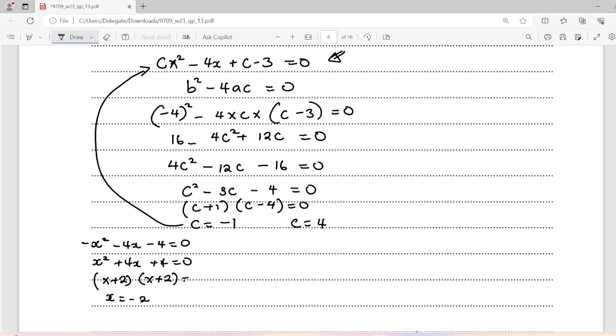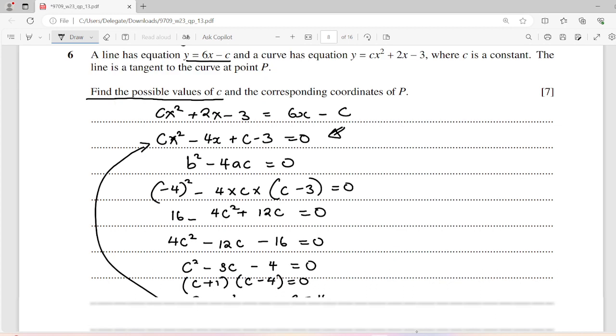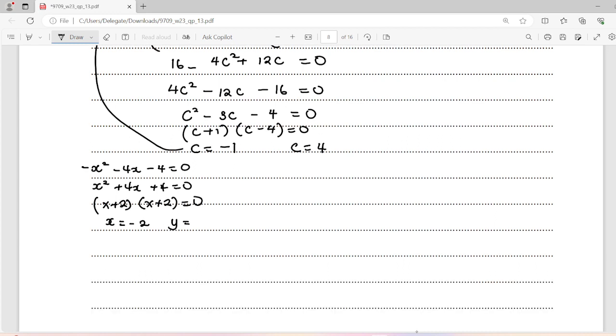So when x is negative 2, how do you get y? You come back and substitute. Here we took the c to be negative 1, meaning our y is 6x plus 1. So when you make your x to be negative 2, you end up having your y as negative 11. So meaning one possible value of p is negative 2, negative 11. That was for c equaling to negative 1.